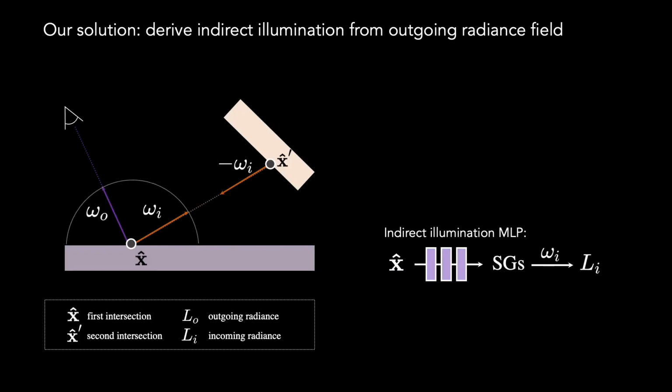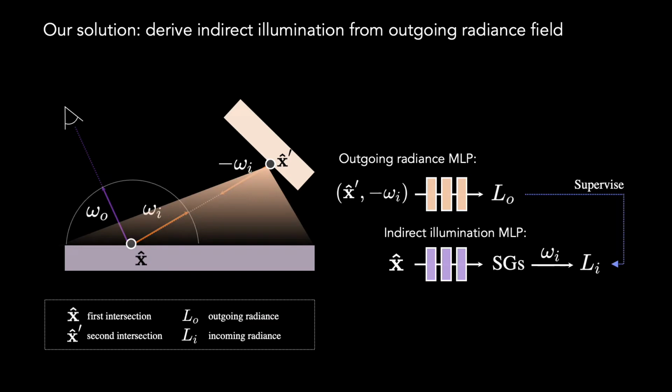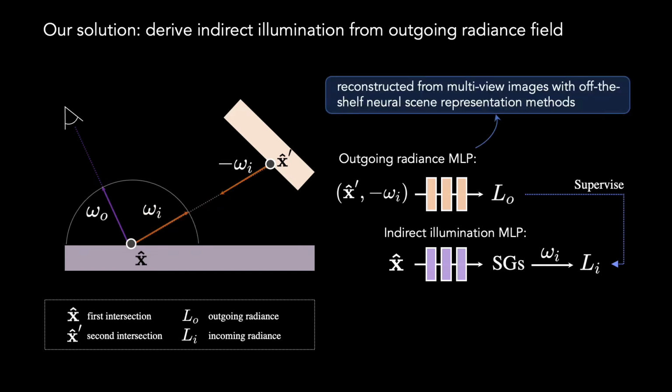To this end, we propose a method that models the indirect illumination by an MLP network that maps a 3D surface point to its indirect incoming illumination represented as spherical Gaussians. The core idea of learning this network is to serve the outgoing radiance field as the ground truth incoming illumination of its reachable surface points. The outgoing radiance field can be reconstructed from multi-view images with off-the-shelf neural scene representation methods.